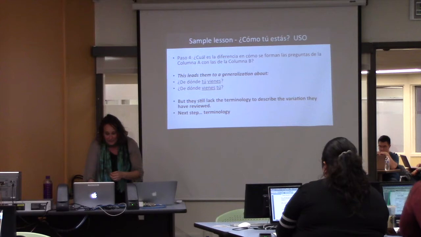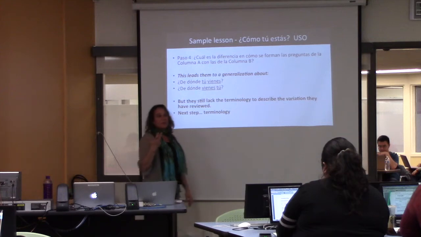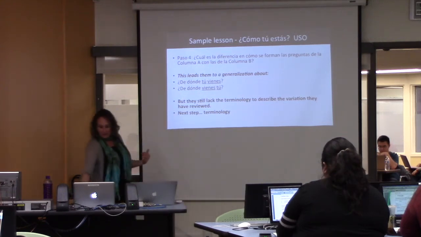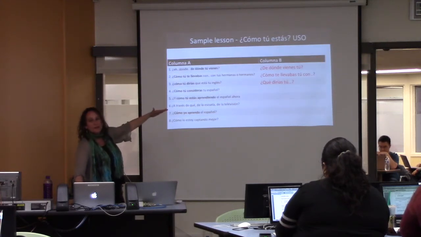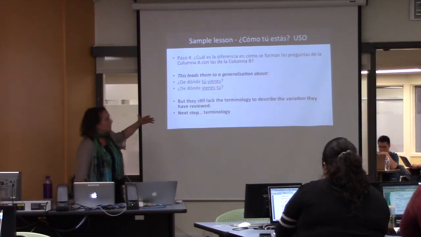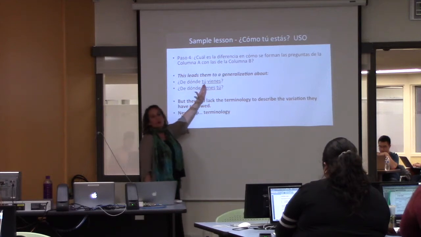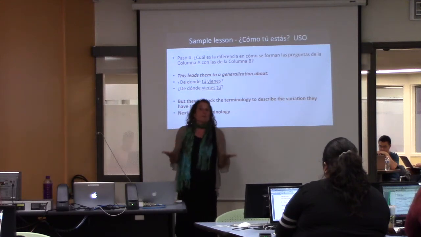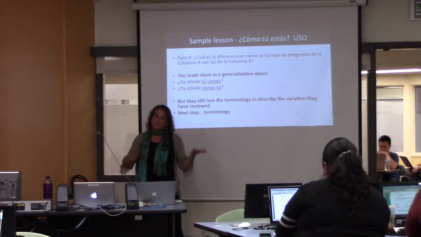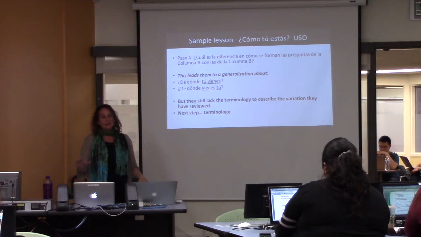The next step in this lesson is they have to answer this question. They have to try to think about this question. Okay, so what's the difference between A and B? Right? They're looking at their sheets, and what's the difference? And this is just a noticing exercise, and it leads them to some generalization. Generally, they'll say something like, oh, the tú comes before vienes, or something like that. They're not even necessarily going to say the tú comes before the verb. They might not even have that terminology. Some will, some won't. But they notice the pattern, so they've seen the pattern, but they still lack the terminology to actually describe the variation they've just reviewed.